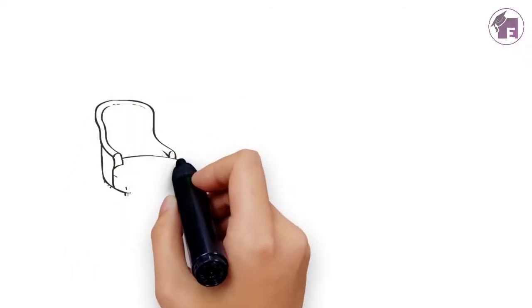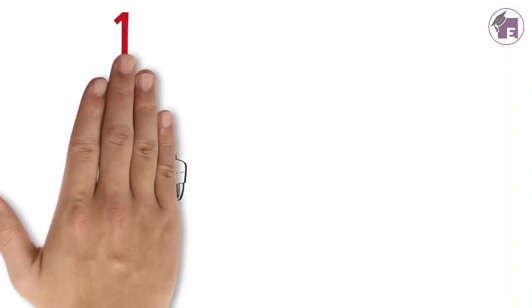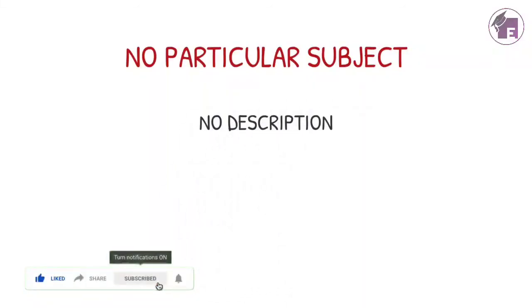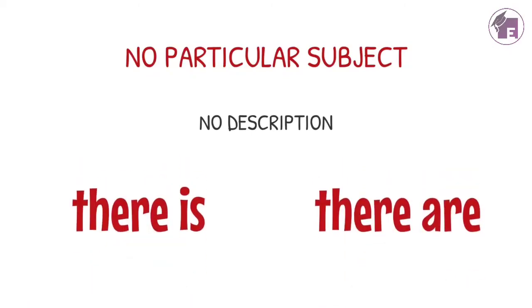So, to summarize, when we have a particular subject that we describe, we put the subject first. When we don't talk about a particular subject, but only say that some or several unspecific subjects exist, without giving any kind of description, we use there is and there are.